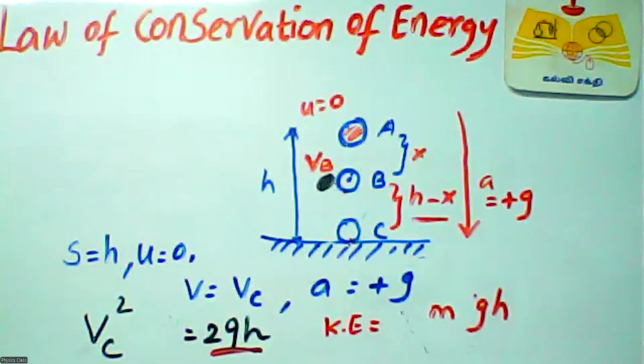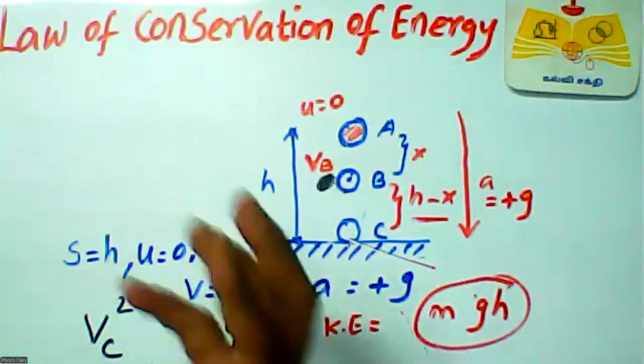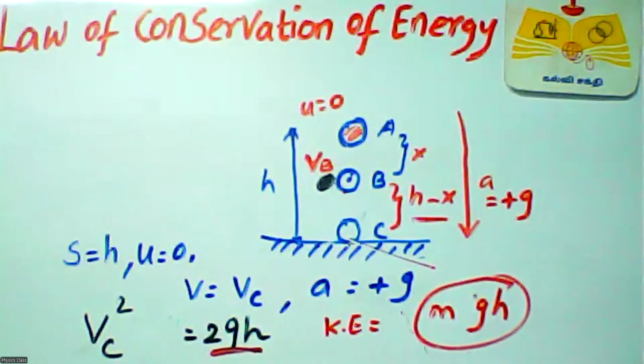So here also the object has kinetic energy, and you can find the value of kinetic energy is mgh, which is nothing but potential energy. Now you can understand that potential energy is converted to kinetic energy. From these equations, you can be clear about what the total energy is at the three positions.